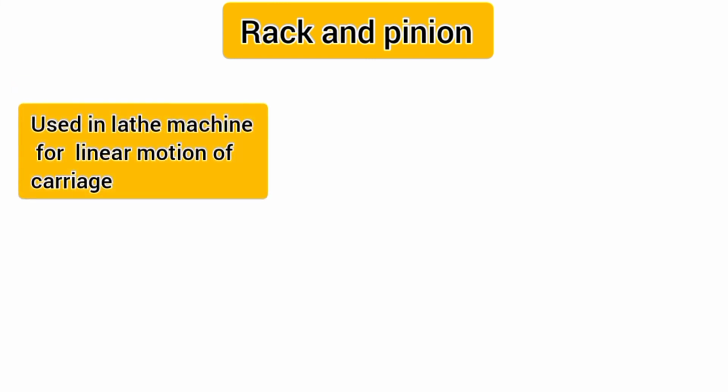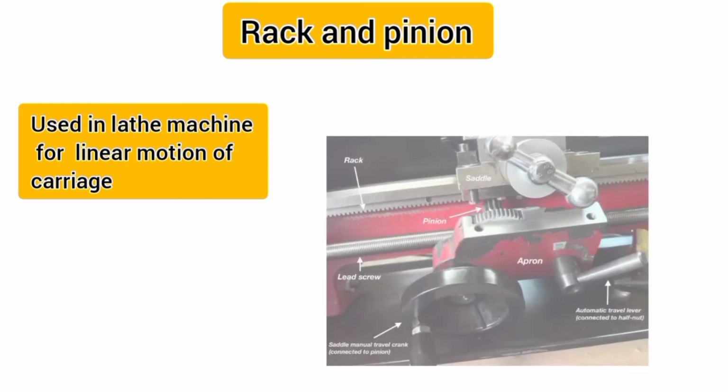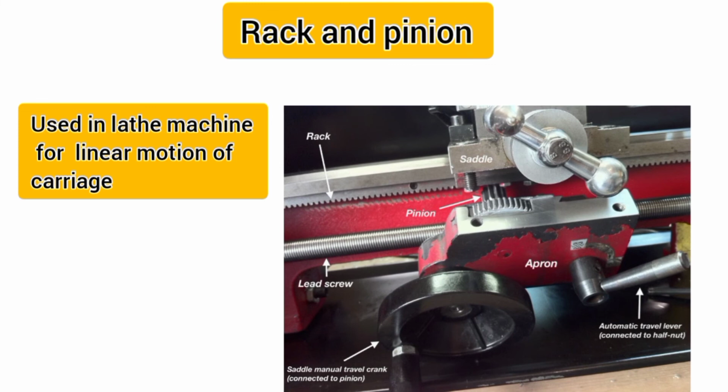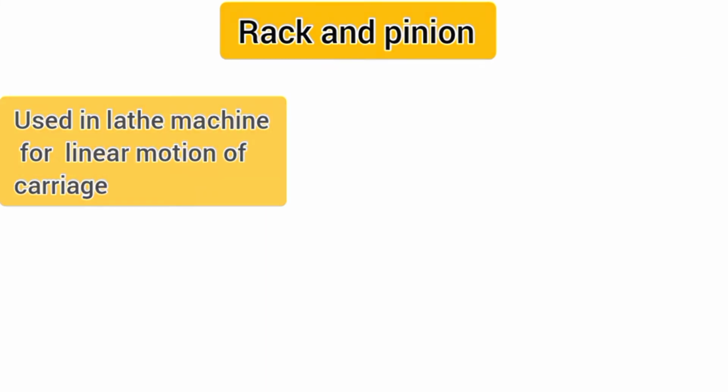Rack and pinion gears are used in lathe machines, for the linear motion of the carriage. By rotating the wheel of the carriage, the carriage moves linearly. Here the rotational motion is converted to linear motion.